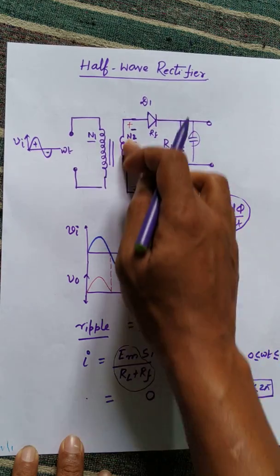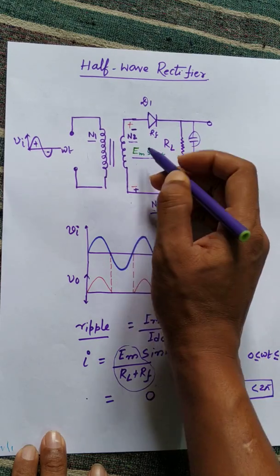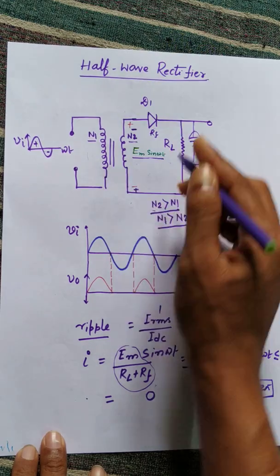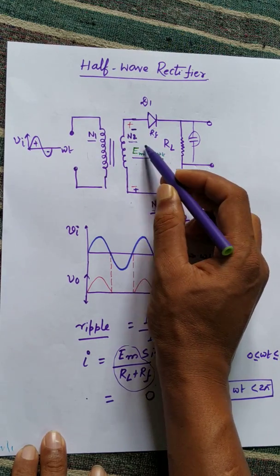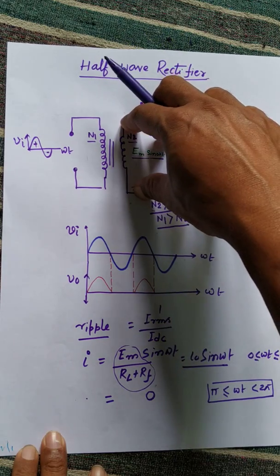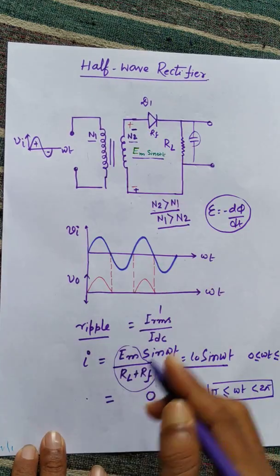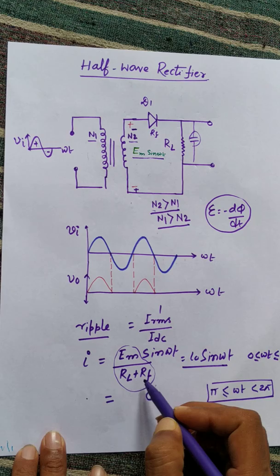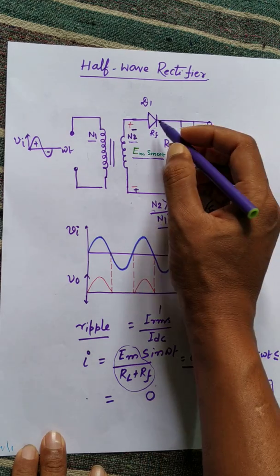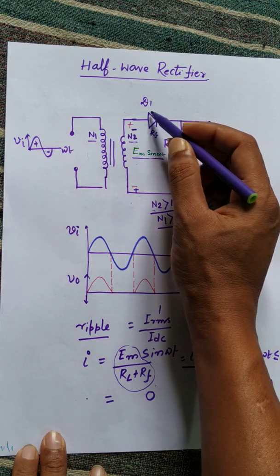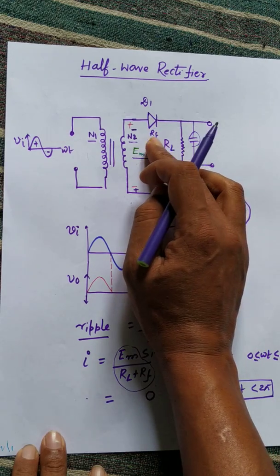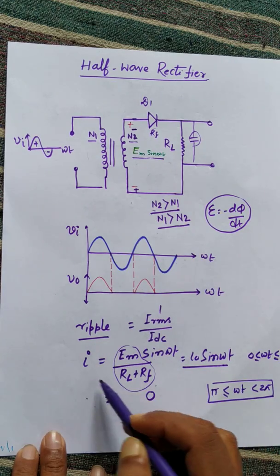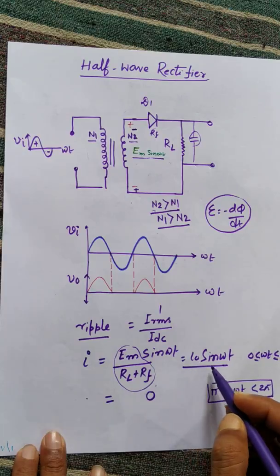first I have to calculate the current in the rectifier circuit. Let's say during the positive half cycle, the EMF induced at the input of the rectifier, that is, at the secondary, is Em sin omega t. So the current in the circuit is Em sin omega t by RL plus Rf, where RL is the load resistance and Rf is the resistance of the PN junction diode, which is in the forward bias condition. Obviously, this is very small.